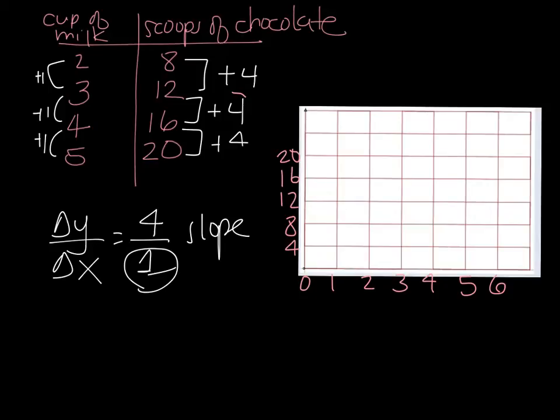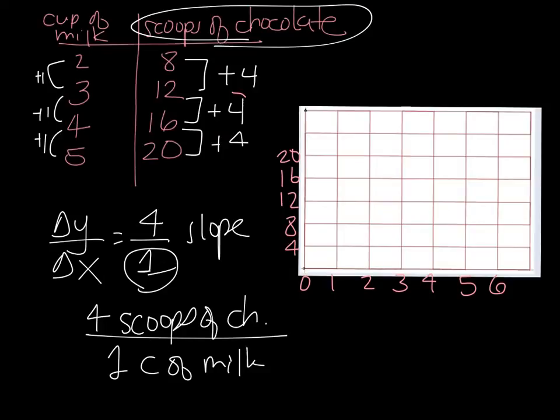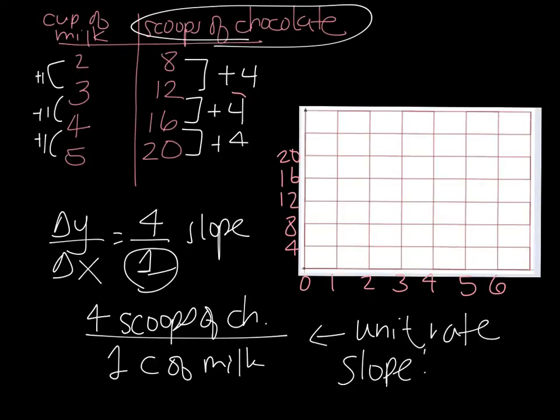So what are we talking about? 4 what to 1 what? We have to be specific. So 4 is a change in y, so the y-axis is this guy. So 4 scoops of chocolate to 1 cup of milk. It's that easy, right? It's also the unit rate. So this is also the unit rate, which is also the slope. Okay, does that make sense?